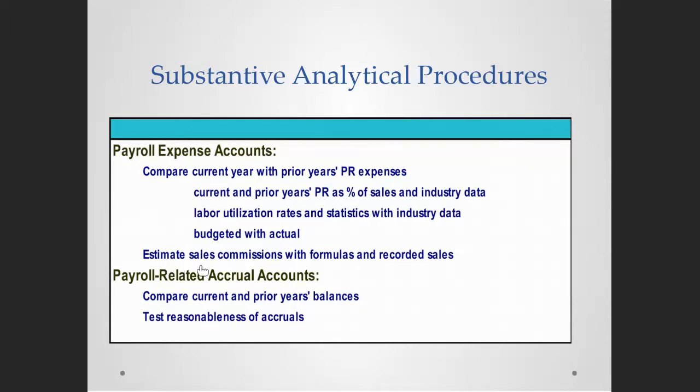Then the next thing is estimate sales commission with formula and recorded sales. So sales commissions are paid based on certain formulas. So let's say the client has a formula that everybody who sells a Land Cruiser would be paid 10%. Everybody who sells a Toyota Camry will be paid 5%. So there are formulas for calculation.